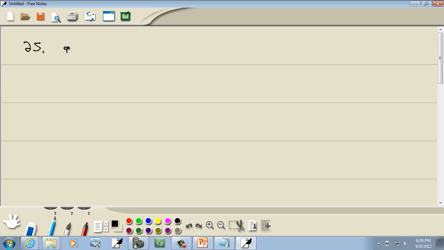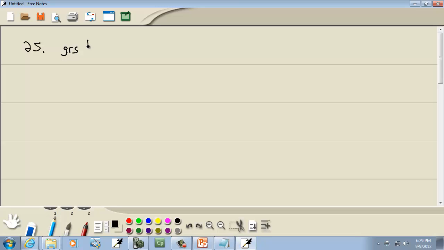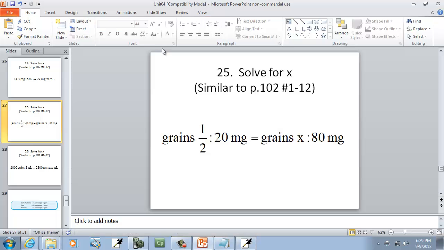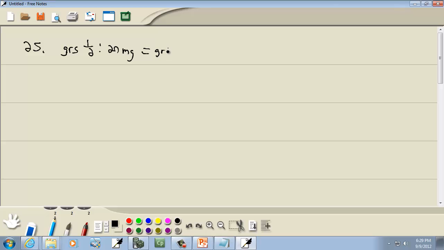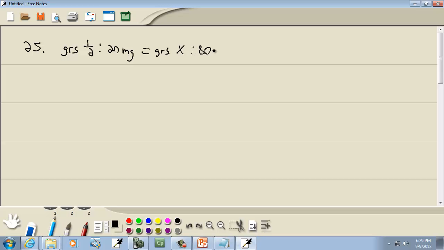This is another one. We got grains, 1/2. It's not GRS, I think it's GR. Oh well, we'll pretend that's right. 20 milligrams. And then we got grains over here, X, and 80 milligrams. This class is not about memorizing the abbreviation. It's about how to set things up and do the math.